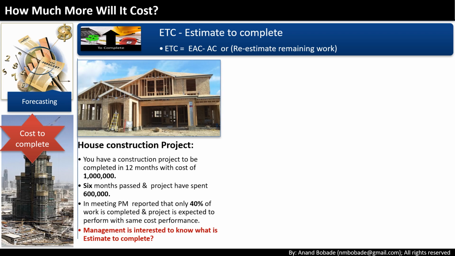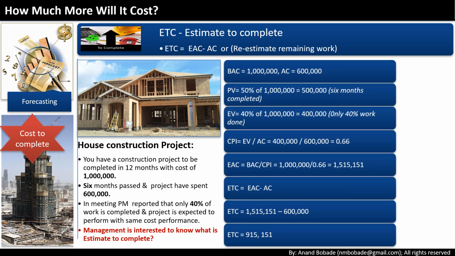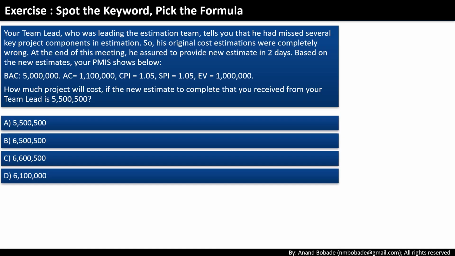Example, a house construction project, BAC is 1M, AC is 600K, EV is 400K, CPI is 0.66. First calculate EAC equals BAC upon CPI equals 1.52M. Then ETC equals EAC minus AC equals 915K. So, the cost needed to finish the remaining work is 915,151. Remember, ETC answers how much more do we need to finish. Spot the keyword, pick the formula.